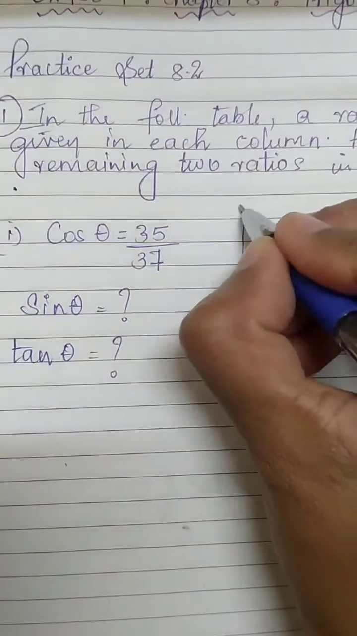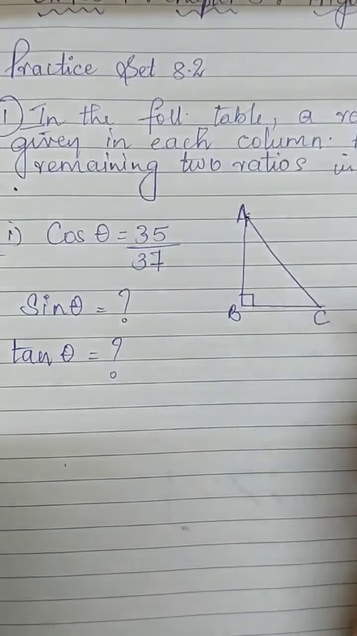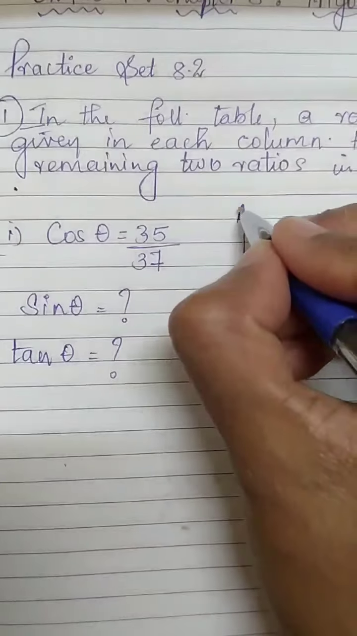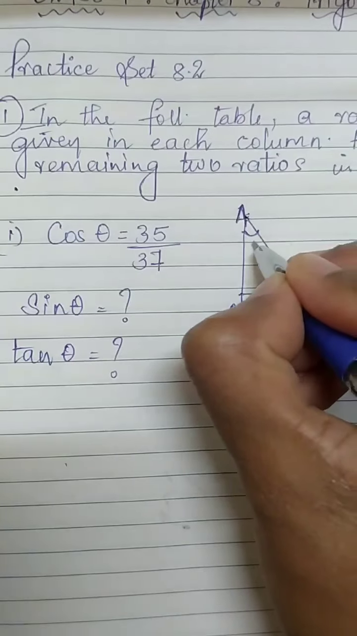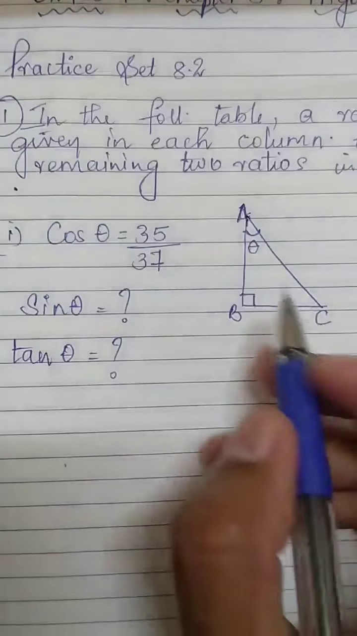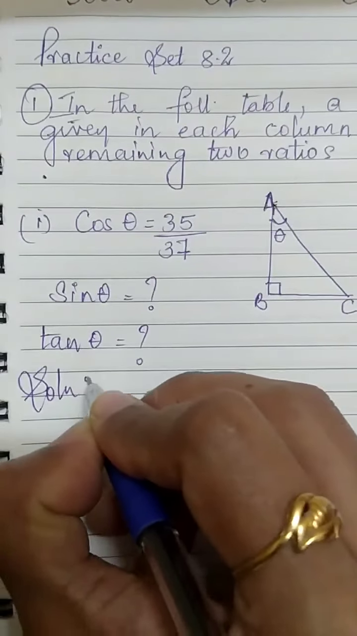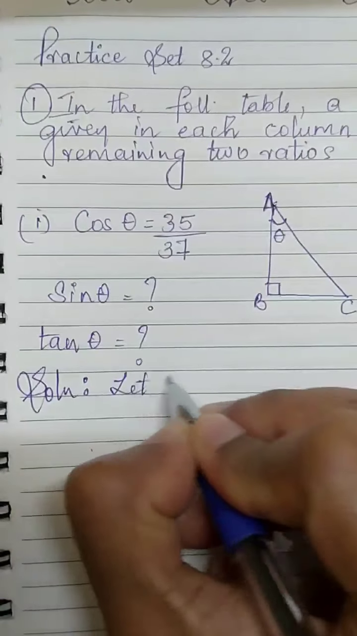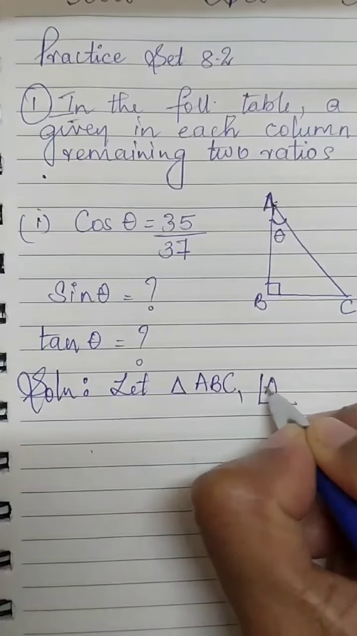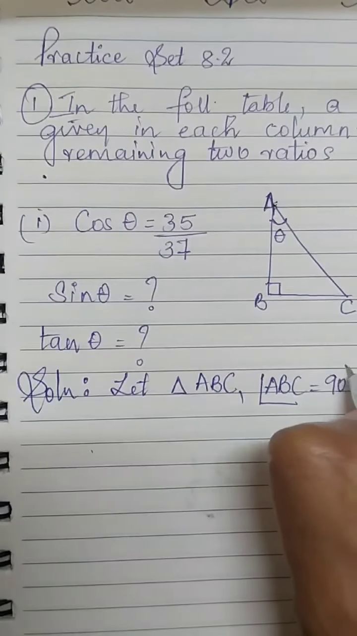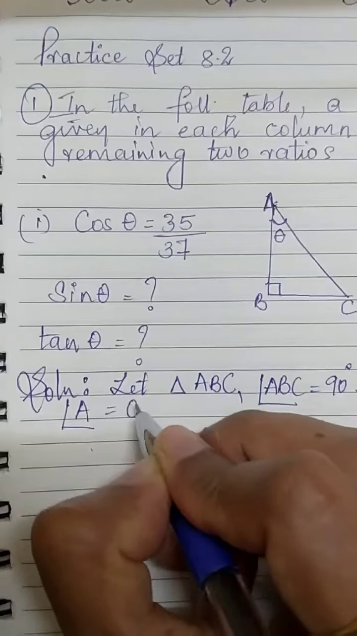I'll consider a triangle ABC, and angle B 90 degrees I'll take, and any one angle out of these two acute angles will be theta. So here I am considering angle A as theta. Any one angle you can take as theta. So we will write the solution, whatever we have considered we will write that. Let triangle ABC, in that angle ABC is equal to 90 degrees. Okay, this much you will consider, and angle A is equal to theta.